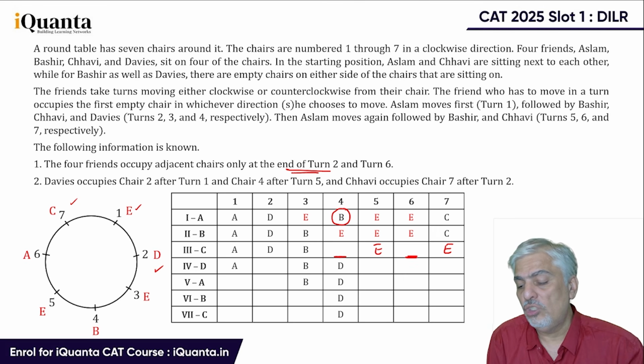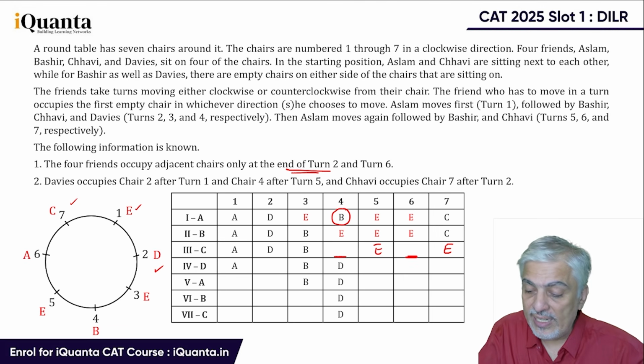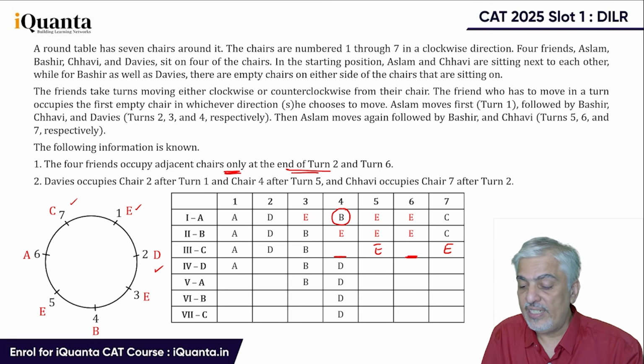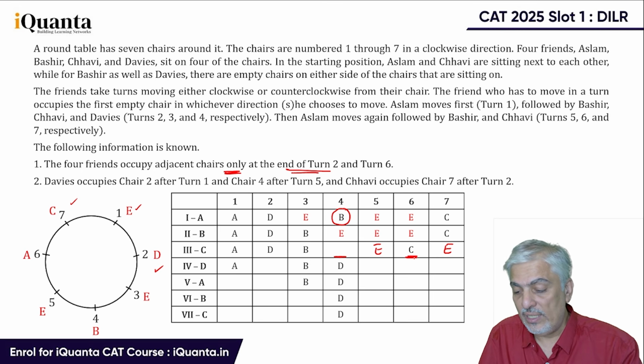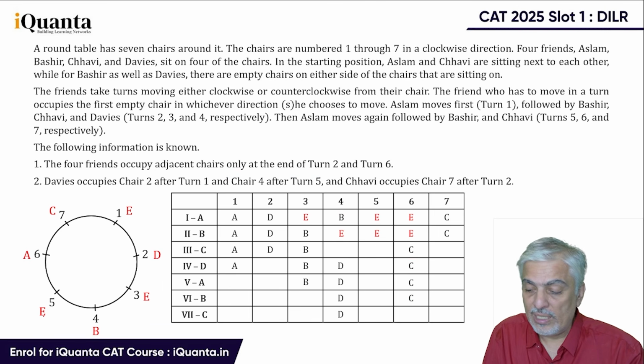And now think logically, if it moves to 4, it violates the condition that only at the end of 2 and 6, they are consecutive. So it can't move to 4, which means it will definitely move to only 6. So C will move to 6 and that 6 will continue till the second last round. Okay. And remaining all will become empty. So these all are empty.